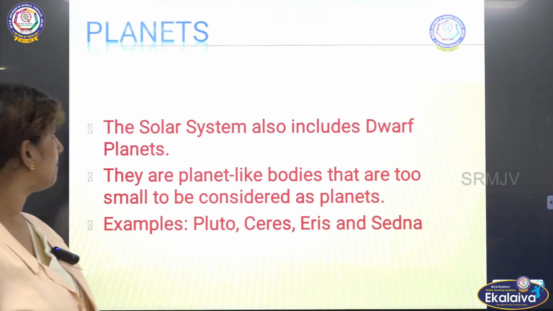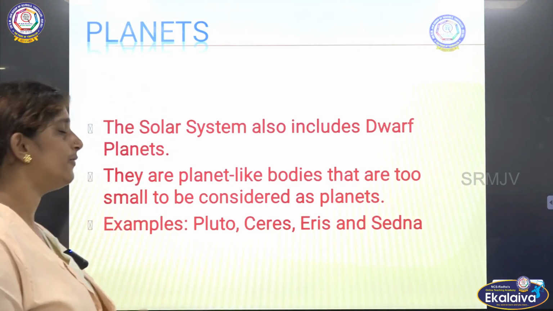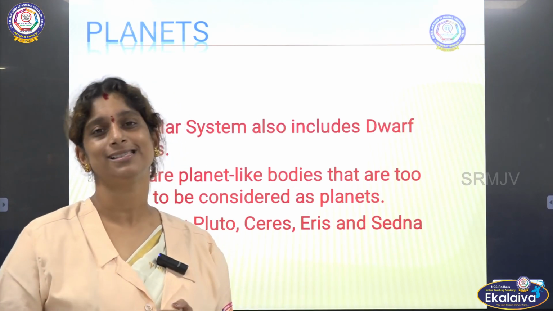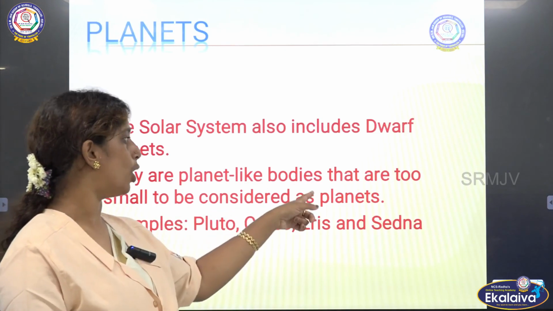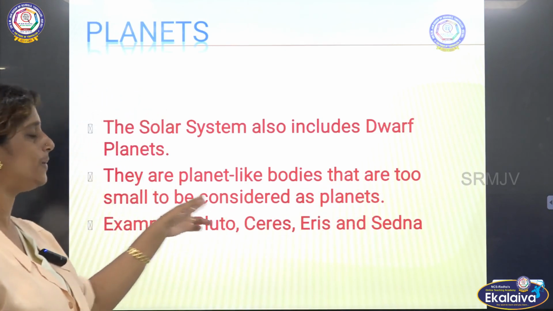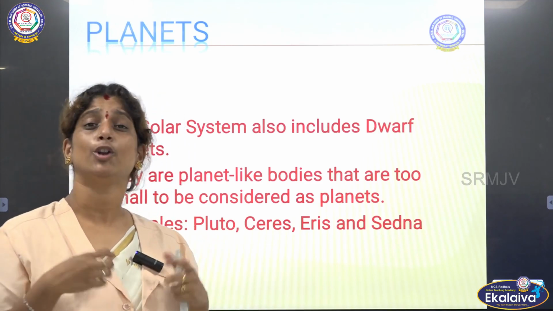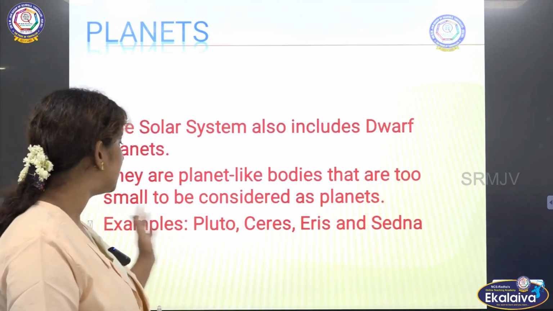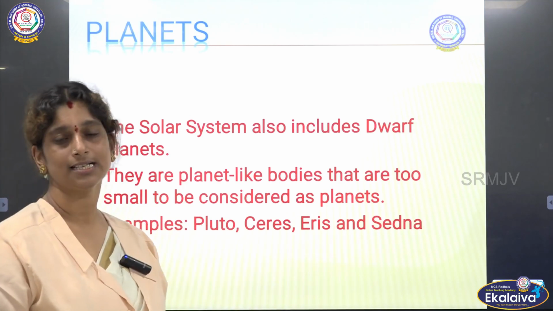Apart from the planets, there are dwarf planets in the solar system, which means they are very small in size, such that they cannot be considered planets. They are planet-like bodies that are too small to be considered planets. They are in the solar system, but they cannot be considered planets because they are very small. Examples are Pluto, Ceres, Eris and Sedna.